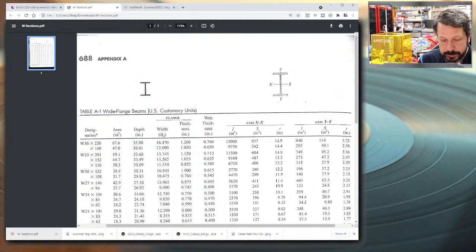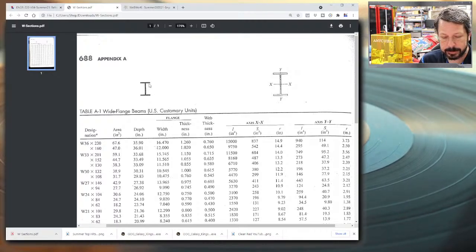We have flange width and thickness. So we do have some dimensions for the flange. So the flange width is how far it is across the top or the bottom, same flanges on top and bottom of the beam. And you have a rough idea of the thickness. So this is a 1 1/4 inch thick flange.